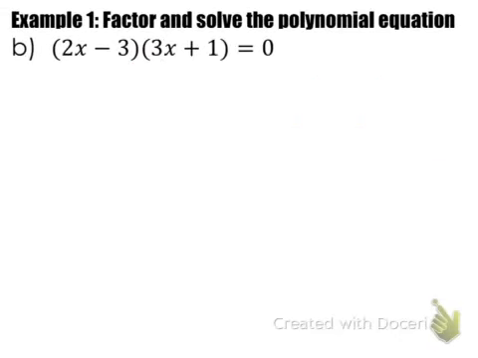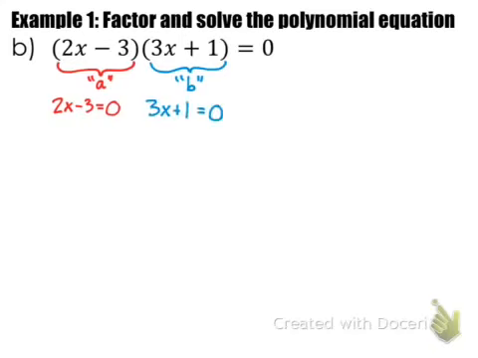So in example number 2, we're still going to apply the zero product property. So we have our a as 2x minus 3 and our b as 3x plus 1. So if we multiply these two binomials and they equal 0, well, it says that in the zero product property a has to equal 0 or b has to equal 0. So we have two different equations we're going to have to solve. 2x minus 3 equals 0 and 3x plus 1 equals 0.